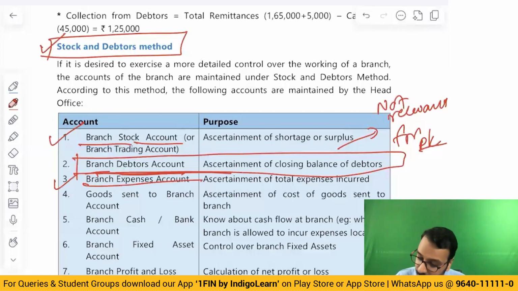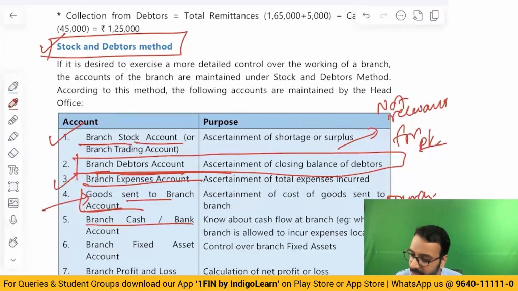Okay. Then you have this goods sent to branch account. This is used to identify how much amount you should reduce from purchases. So for example, if I have 10,000 of purchases, I send 4,000 to the branch. So my net purchases for my P&L purpose, for head office P&L purpose, should only be 6,000. So that is the purpose of this account.